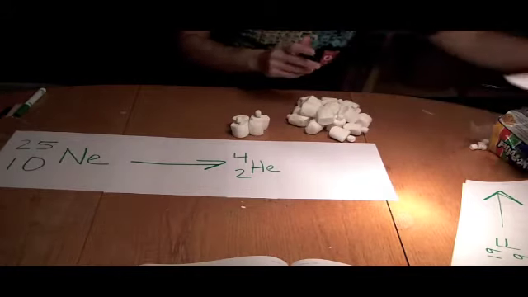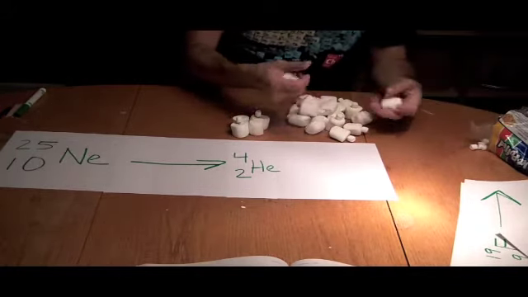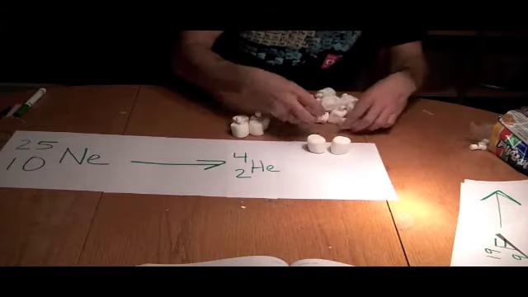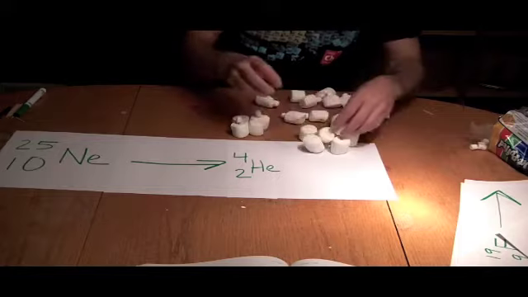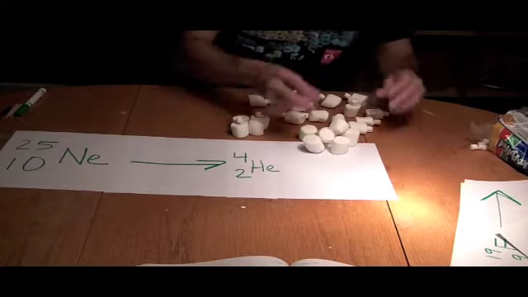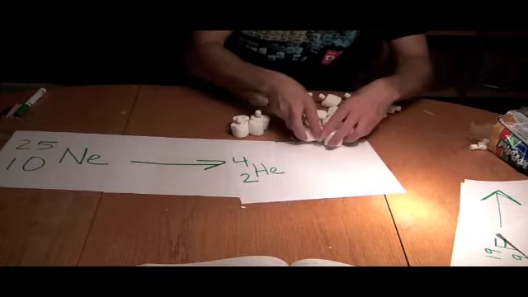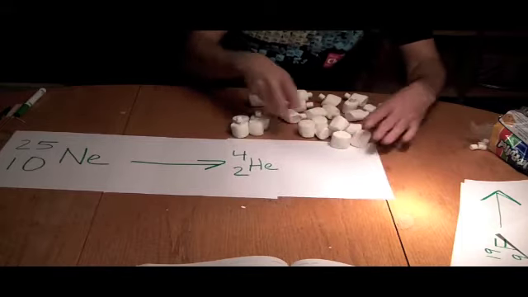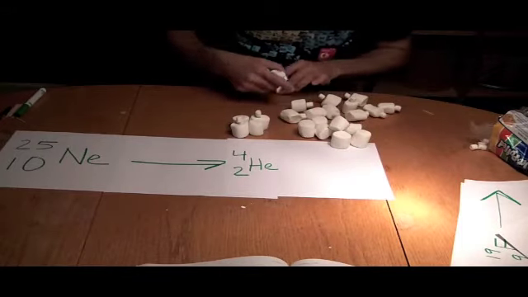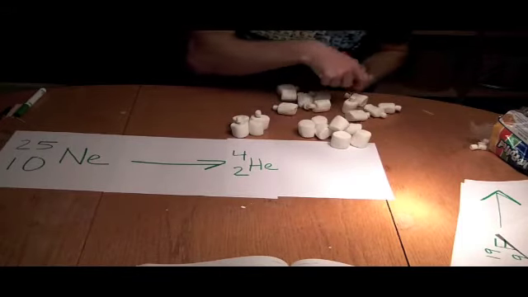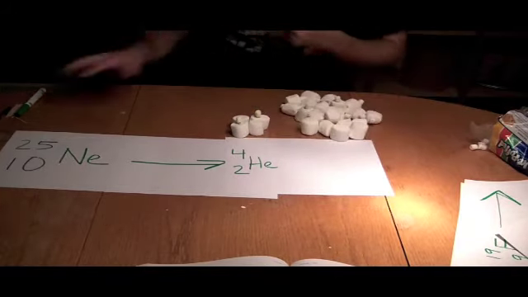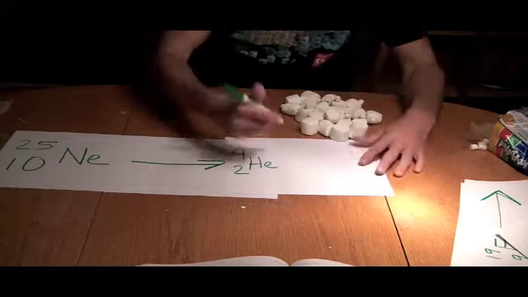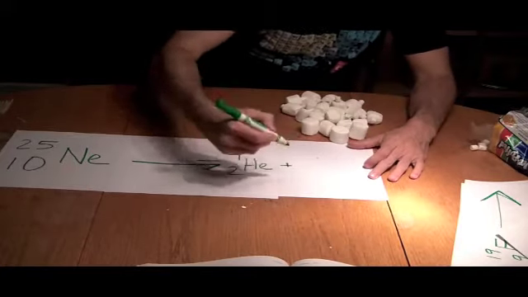So if we kept track, we could count these all. We have 8 protons left. And then I have 13 neutrons. So that means I have an atomic number of 8.